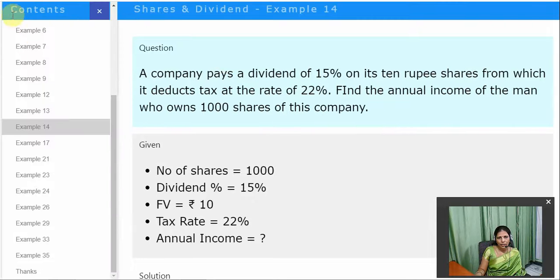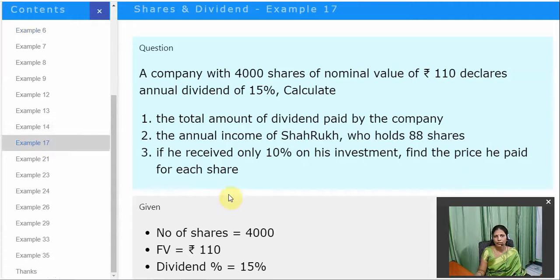Right. Now we will go to the next sum. Here, a company with 4000 shares of nominal value of rupees 110 declares annual dividend of 15%. Calculate. 3 subdivisions are asked here.